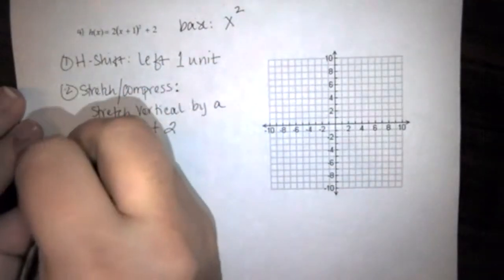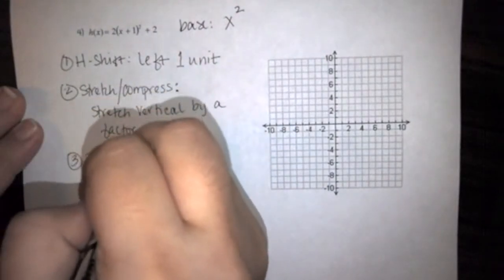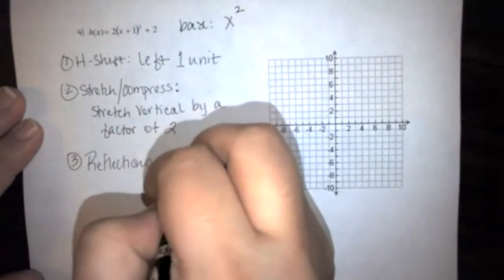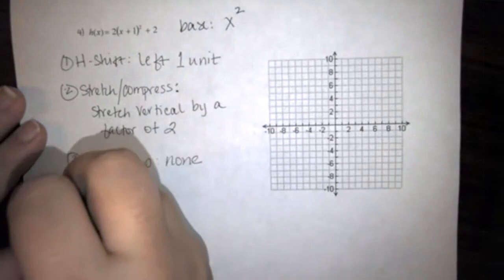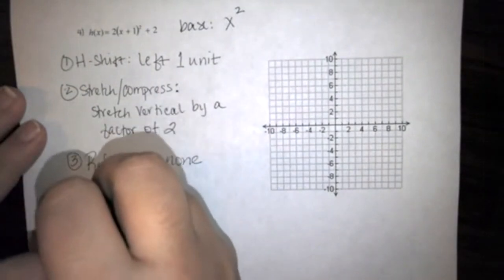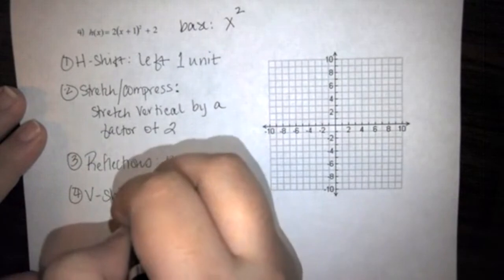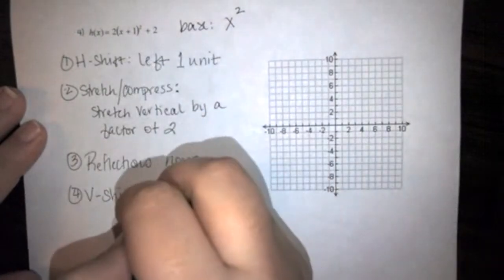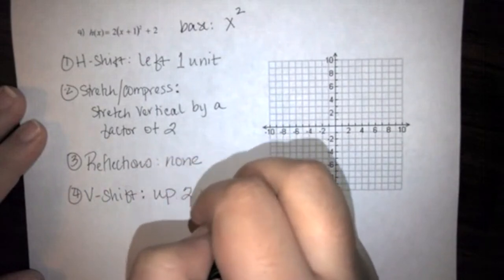The next thing we need to look at is, do we have any reflections? And this time the answer is no. We don't have any negative signs anywhere. So the last thing we need to look at is your vertical shift. Well, remember, verticals are on the outside, and this is a +2. So we have a vertical shift up 2 units.